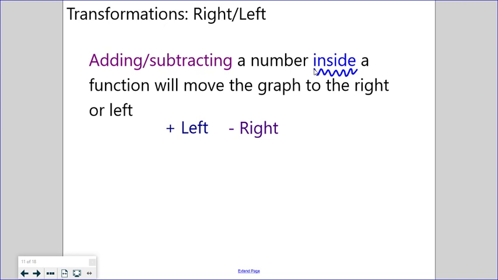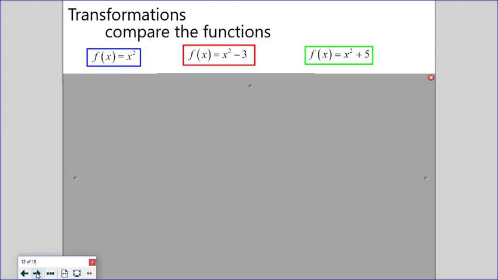All right, grab those calculators again. I changed it a little bit on you. Notice these ones don't have parentheses. Go ahead and type those in and see what they are doing to your graphs this time. What changes now that I don't have parentheses? The exponent is directly on the x.